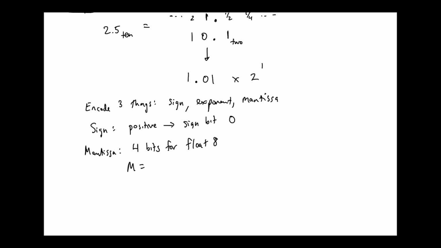Okay, so if I'm going to use 4 bits for the mantissa, what is the mantissa in this case? What follows the radix? 0, 1. Well, I just said 4 bits. What are the other 2 bits there for? 0, 0. Okay, so my mantissa is that. And this corresponds to that.